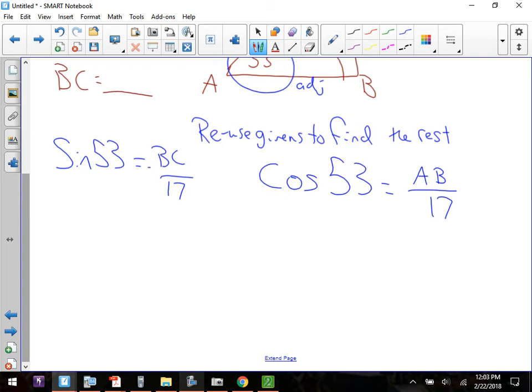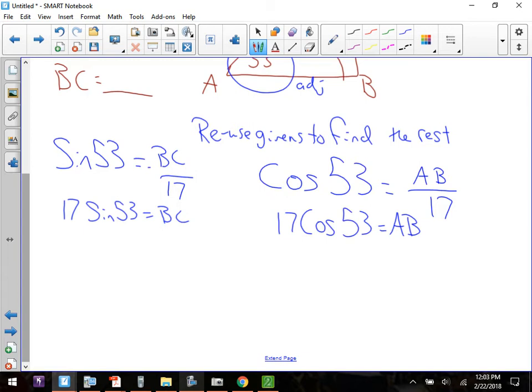So if the unknown is in the numerator, what do I do with the number in the denominator? You just multiply it across, and I do that for both of these values. So 17 sine 53 would equal segment BC, and 17 cosine of 53 would equal AB. Notice I'm writing down what my trig function stuff is before I press a button, because I'm going to ask you to do that always. And now I just press a button, and I round to the nearest hundredth.